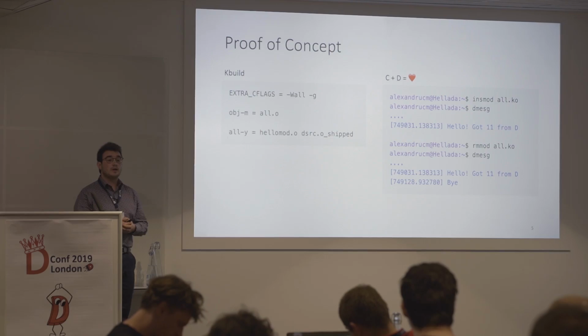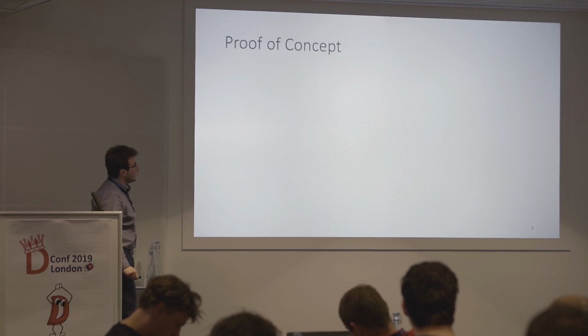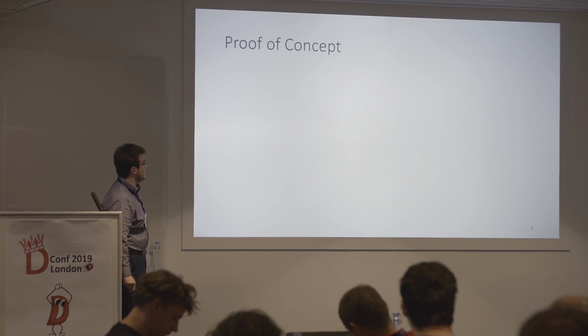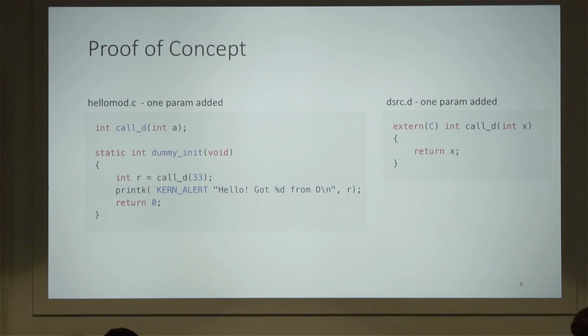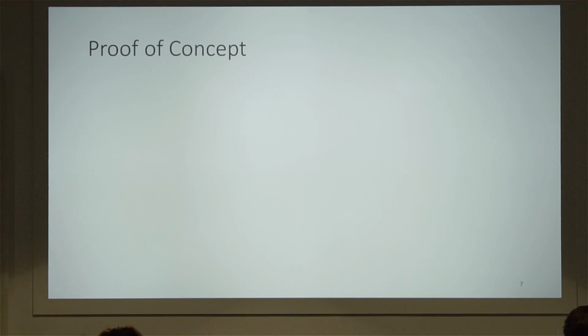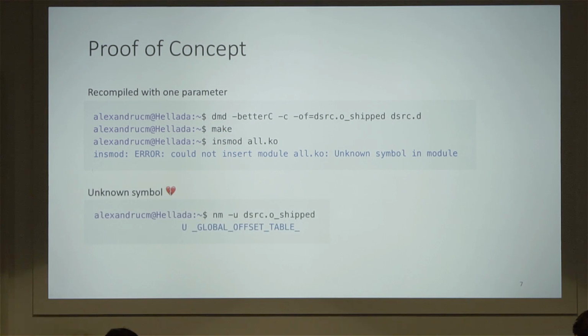Then we thought about adding a parameter to our module since almost every function in a kernel module has at least one parameter. So we added one parameter in C and then in that function in D. We recompiled, and when we inserted our module, this wasn't working anymore because of an unknown symbol. This symbol was the global offset table.